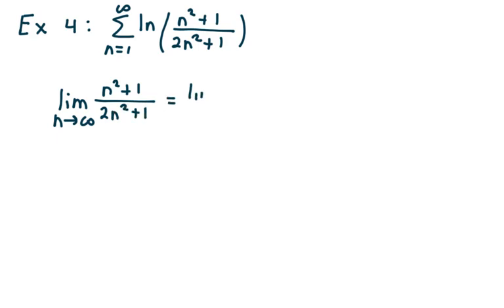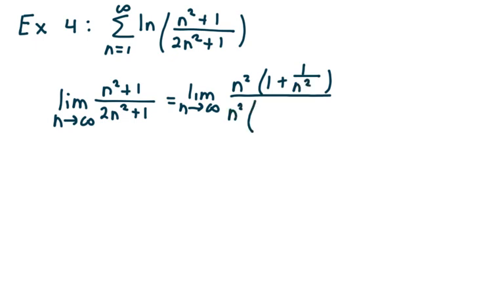And this is the limit as n goes to infinity of. In the numerator, I'm going to factor out an n squared. When I do that, I get 1 plus 1 over n squared. And then I'm going to factor out an n squared in the denominator, and when I do that, I get 2 plus 1 over n squared. So the n squareds cancel, and as n goes to infinity, 1 over n squared goes to 0. Okay? And so the final result here is 1/2.